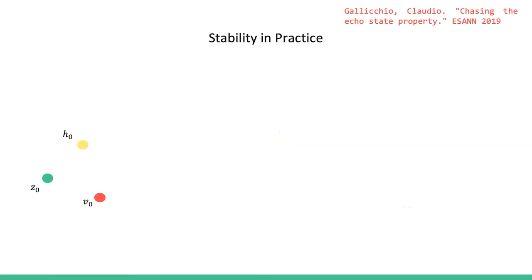When it comes to stability, why do we care a lot about it, and what does this mean in practice? It means that my system is robust to tiny perturbations, or equivalently to initial state conditions. Suppose that I have three different starting points for my dynamical system, or initial conditions for the recurrent hidden layer, H0, Z0, V0. Now suppose that I drive the reservoir with the same time series. What changes is the starting point.